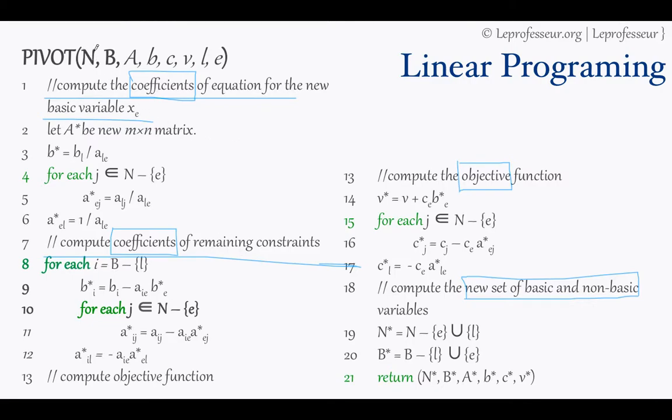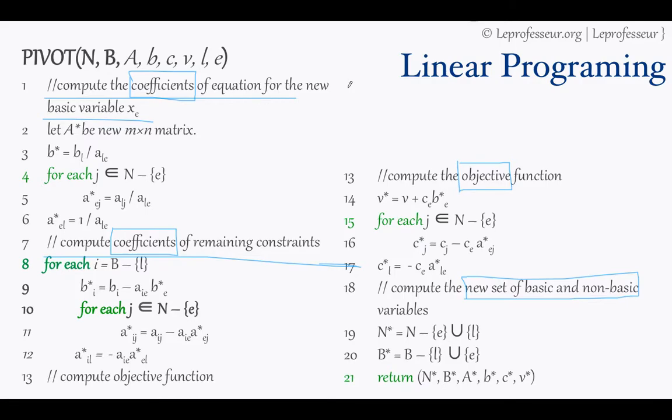So N is nothing but the set of non-basic variables, B is the set of basic variables, A is your coefficient matrix in the original program, b is your right hand side vector, c is the coefficient vector for the objective function, v is the value of the objective function, l is the subscript denoting the leaving variable from the basic solution set, and e is the entering variable into the basic variable set.